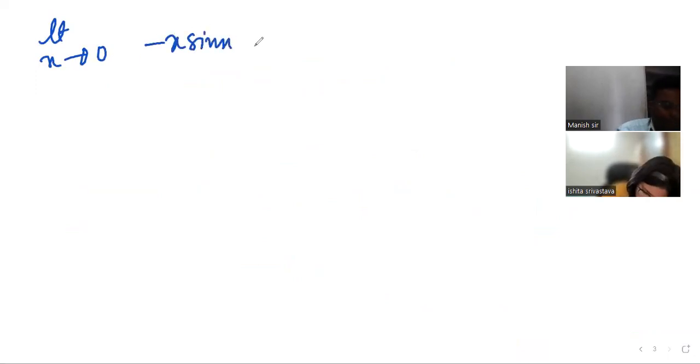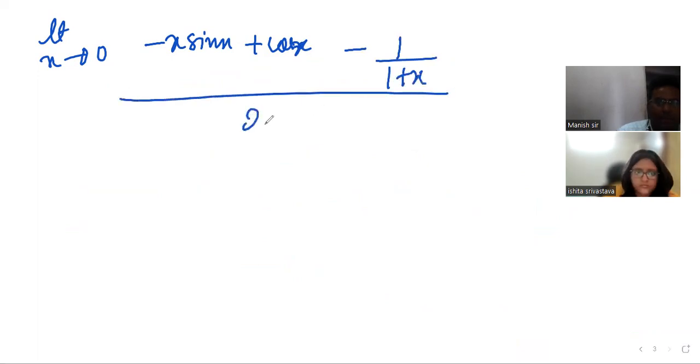So next, see the next slide. Limit x tends to 0. So it is your minus of x sin of x plus cos of x, right? Minus of 1 plus x by 2x, right? So again we have to differentiate it. So it will be limit x tends to 0. Again here apply u into v rule.